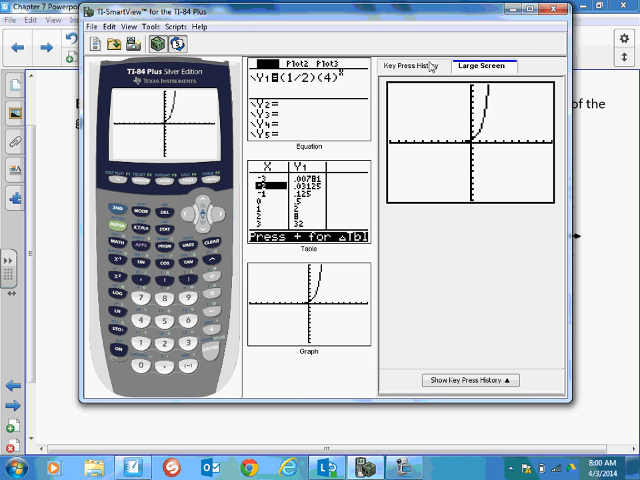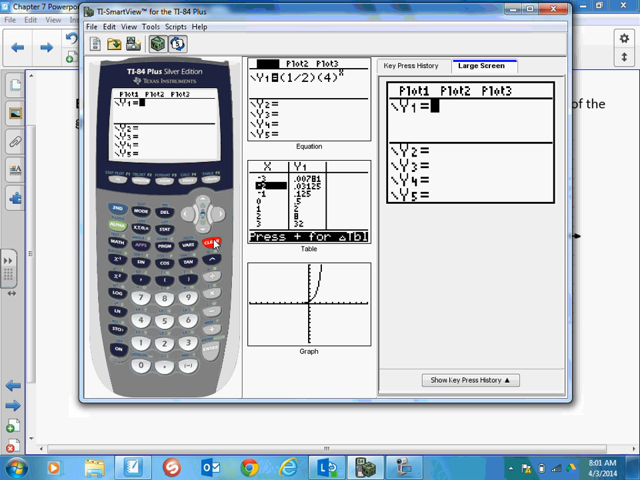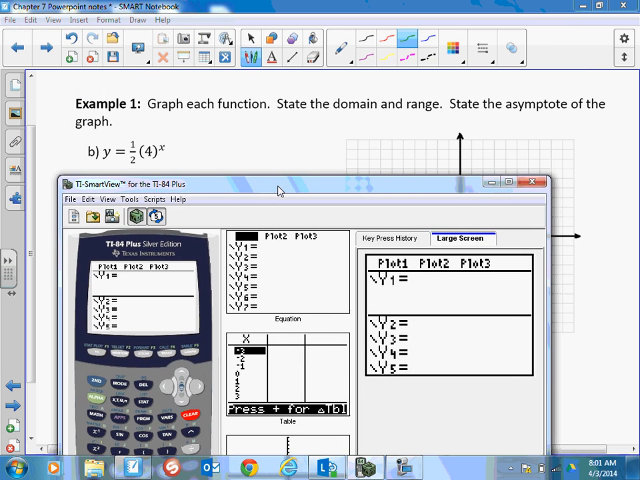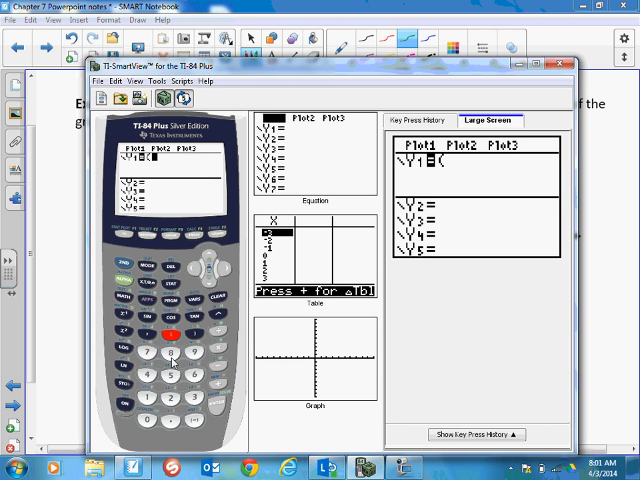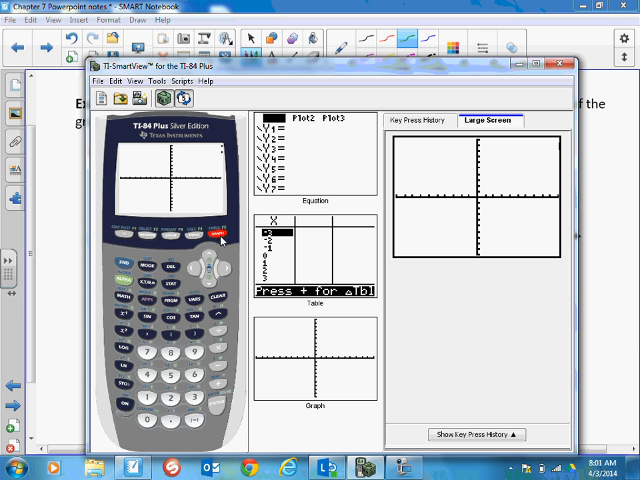I'm going to do large screen. Okay, so I'm actually going to go back and clear this out and plug it in. So it was what? 1/2 parentheses 4 to the x. So parentheses 1 divided by 2, parentheses 4 to the power of x. And then you hit graph. You can see what the graph is supposed to look like.